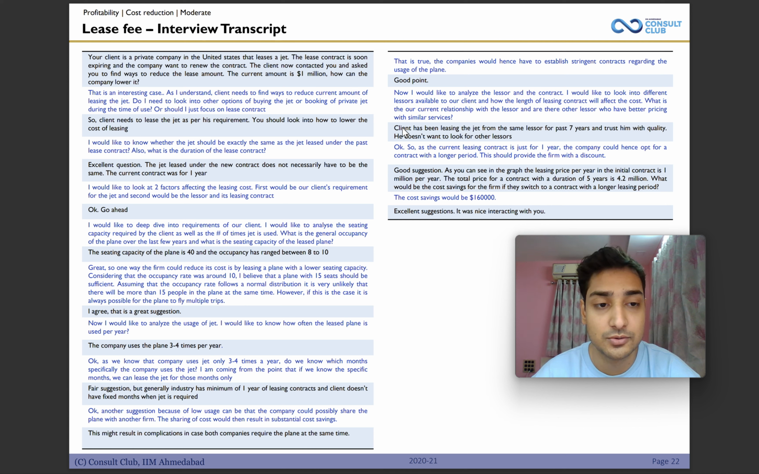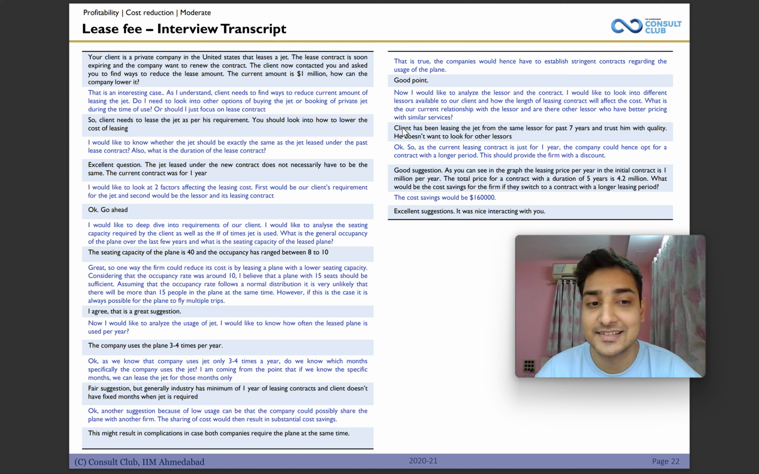So it's very important to clarify what bracket exactly you have to work in if you're not very much convinced about the first statement of the interviewer. So the client needs to lease the jet as per his requirement. You should look into how to lower the cost of leasing. So don't look into anything else, just figure out how to lower the cost.